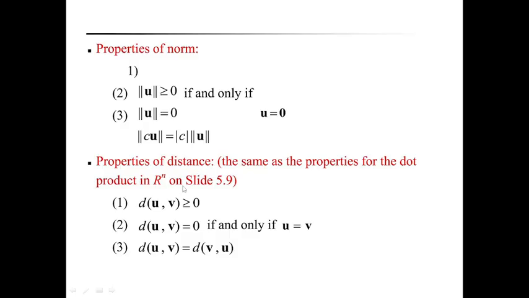Then this is the property of distance. So we see the properties of distance. d of u comma v is greater than or equal to 0. d of u comma v equals 0 means definitely those two vectors coincide. Then the distance between u comma v is the same as the distance between v comma u.